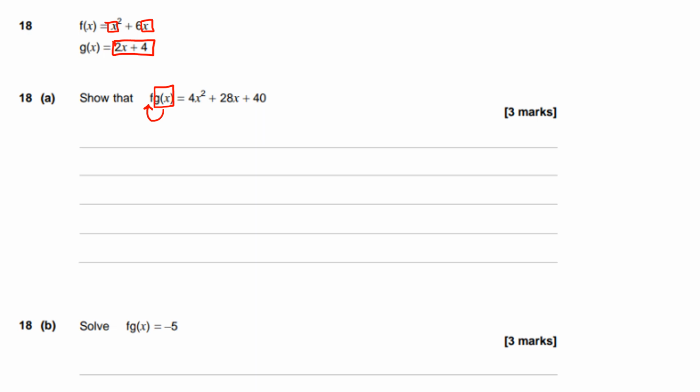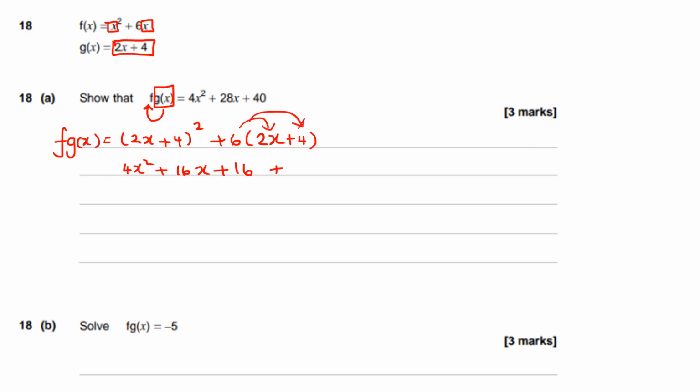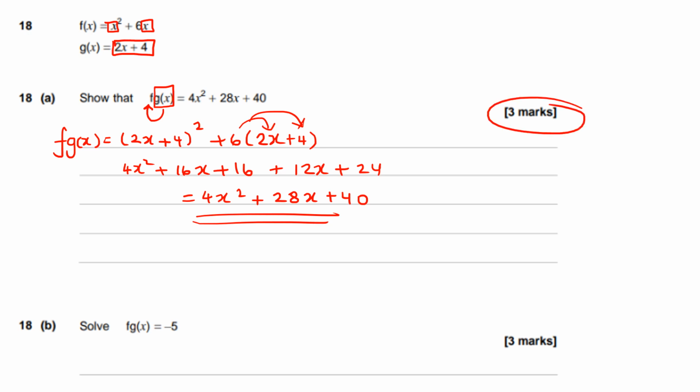and collecting like terms. So it's going to be (2x plus 4) squared plus 6 times (2x plus 4). This is f of g of x. So (2x plus 4) squared is going to be 4x squared, 8x, 16x plus 16, plus 6 times 2x and 6 times 4. That is 12x, 24. It's going to give me 4x squared plus 28x plus 40. And that's what they wanted me to prove.